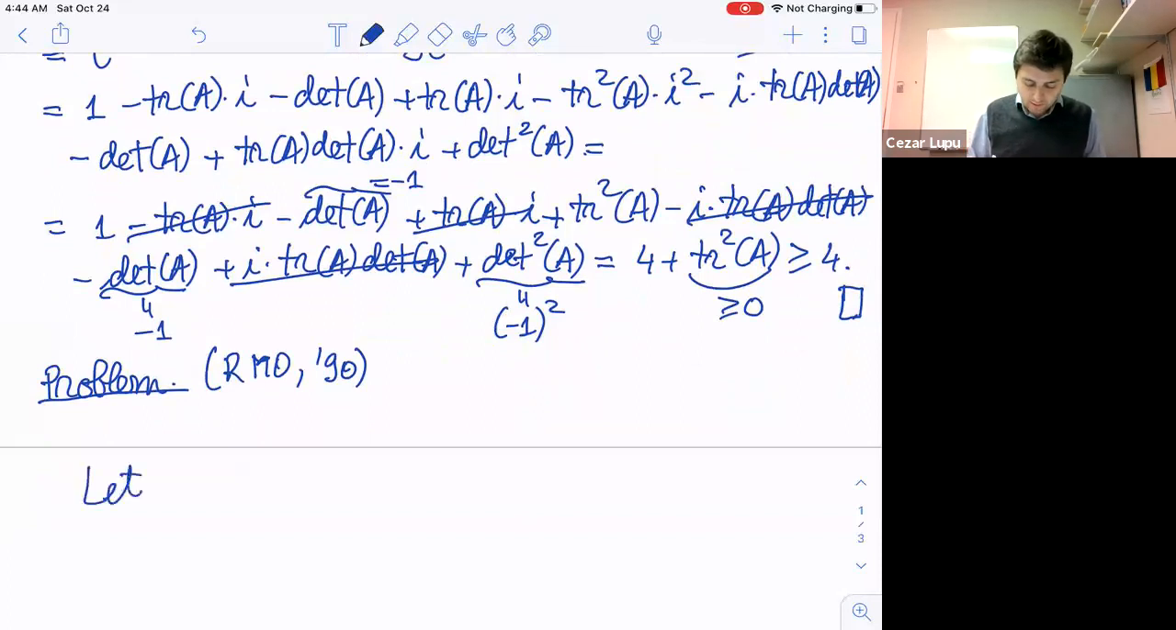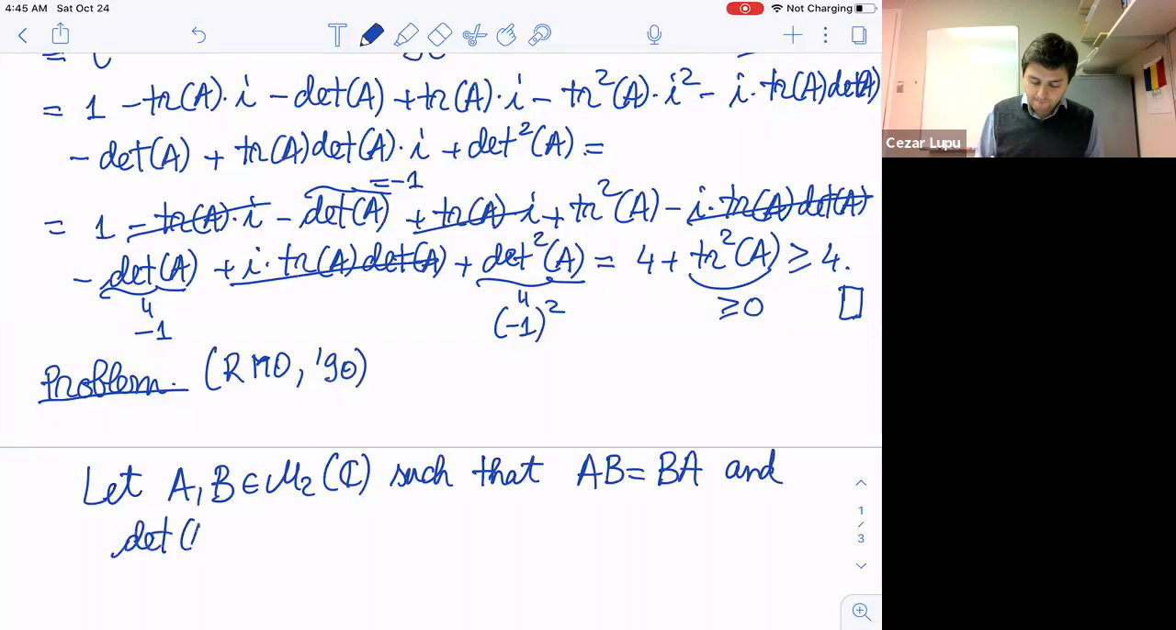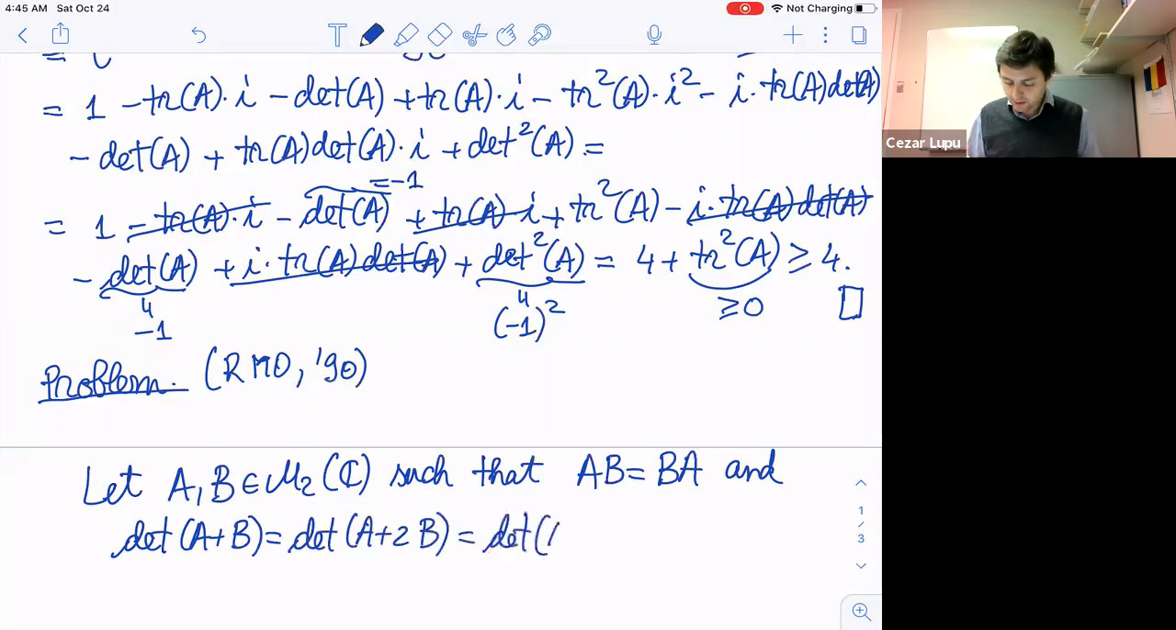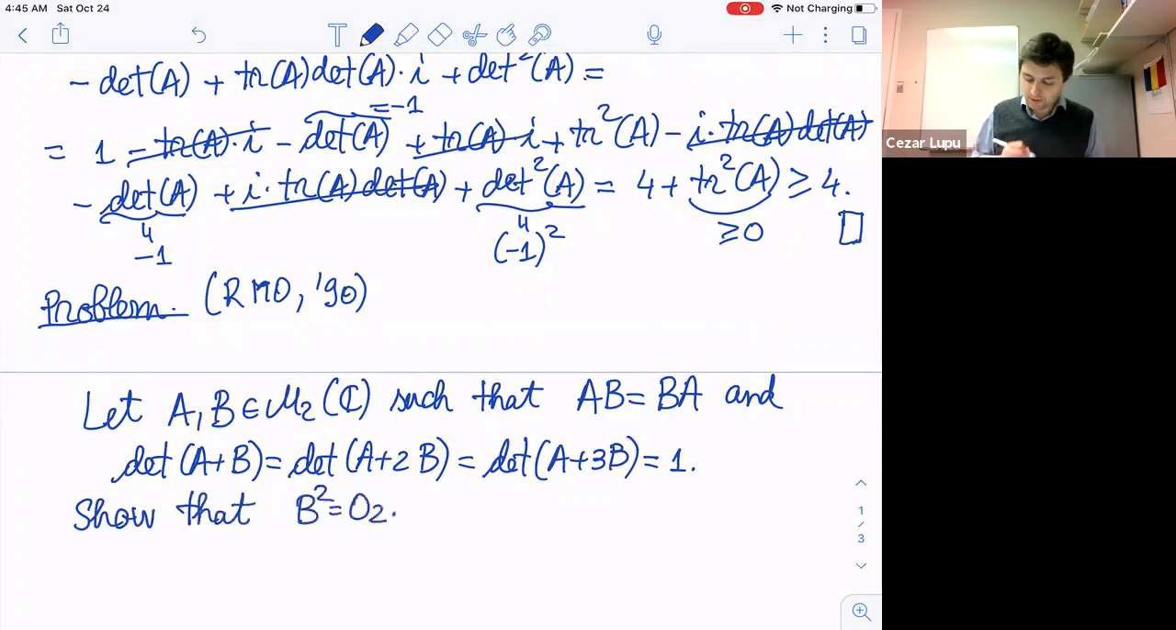I remember it, which says the following. Let me consider two matrices A, B in M2 of C, such that these two matrices commute, AB is the same as BA. And moreover, we have the following. The determinant of A plus B is the same as the determinant of A plus 2B, is the same as the determinant of A plus 3B, right? And moreover, they're equal to 1. Show that B squared is the null matrix.